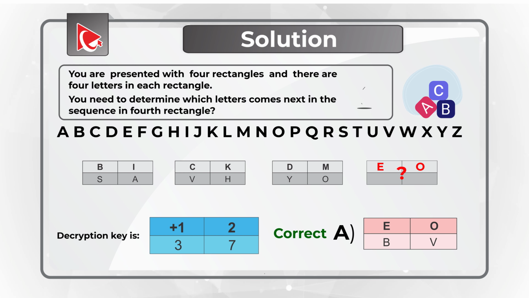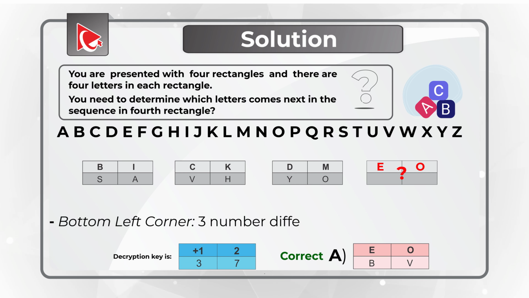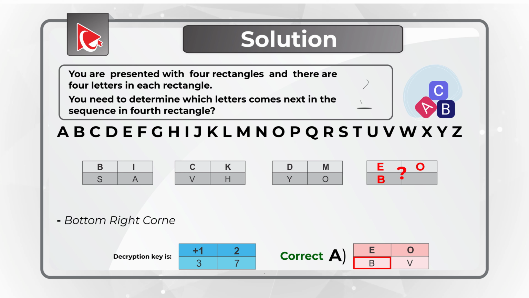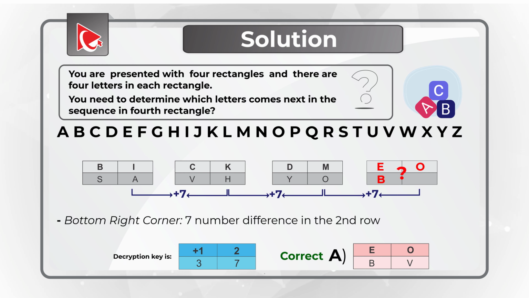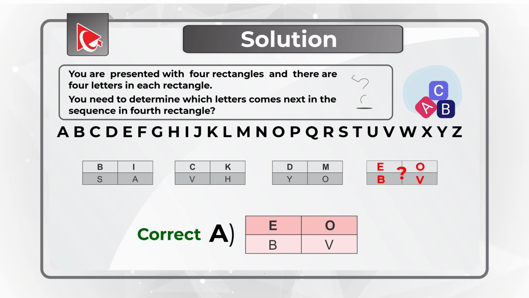But the question is done in such a way that you can continue the logic and determine the decryption key for the bottom row as well. If you're interested, in the bottom left corner, we have a 3 number difference in the second row, and the correct choice here would be choice B. And in the bottom right corner, there is a 7 number increment, and the correct letter choice here would be choice V. So as I already mentioned, the correct choice here is choice A.